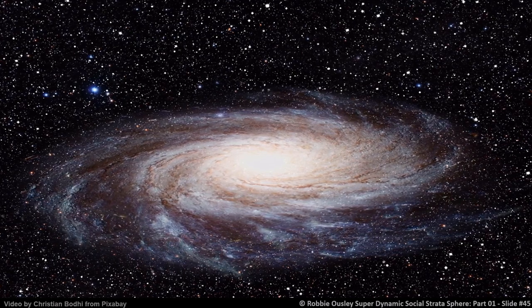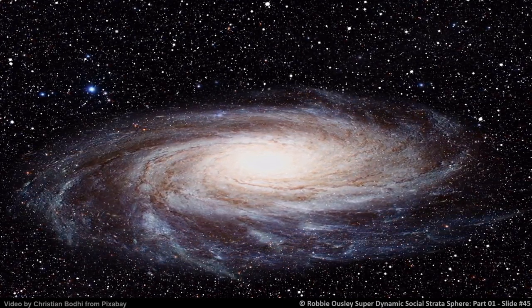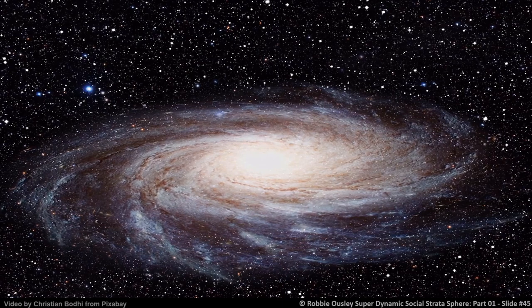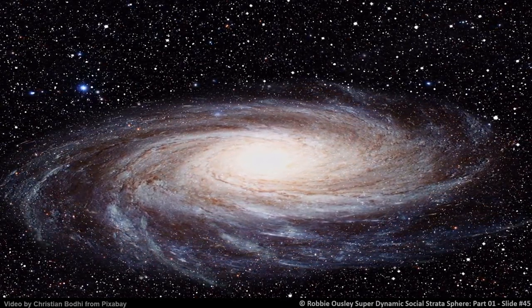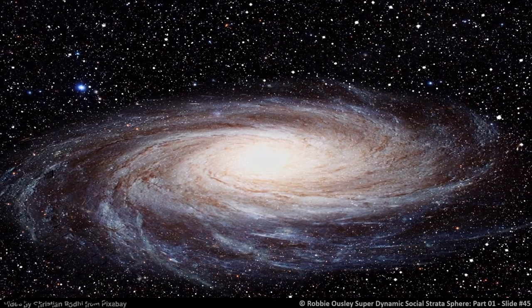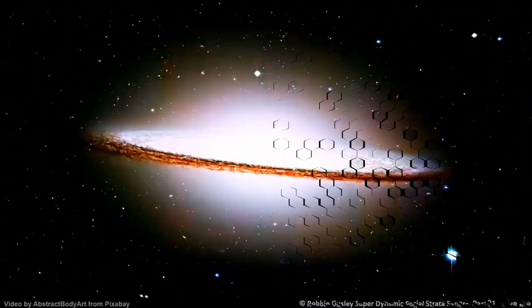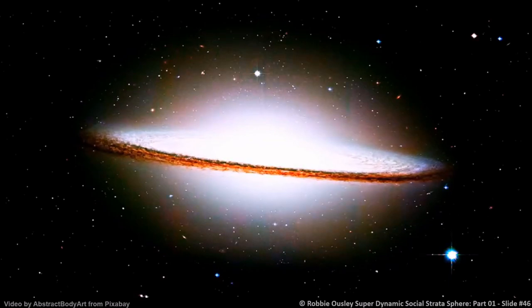Our Milky Way galaxy has a mind-boggling 100 billion to 400 billion stars. This means there are 100 billion to 400 billion solar systems in our galaxy, many having at least one planet orbiting them.